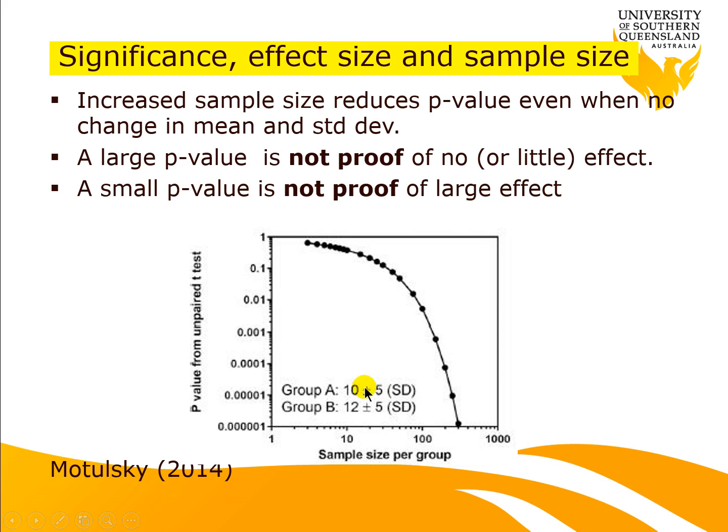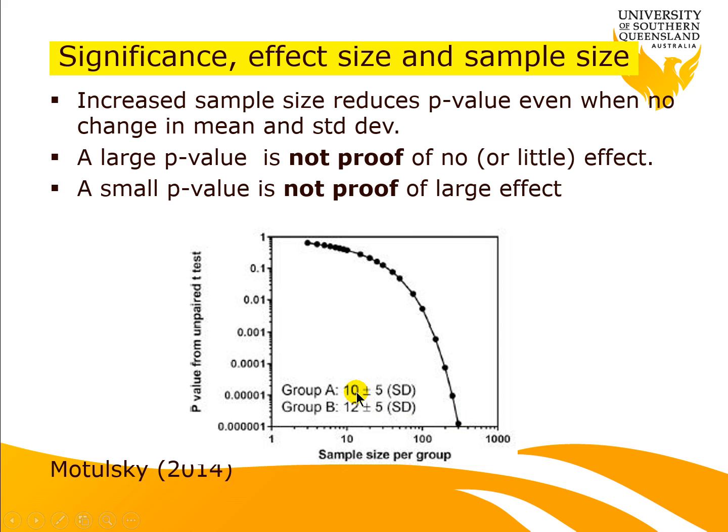So here we have two groups. One has a mean of 10 and one has a mean of 12, and they both have the same standard deviation, which is a measure of the variation. If we've got a very small sample size, this difference of 2 in the means would not be significant. So here's 0.1, 0.01, so 0.05 is sort of around here. Unless our sample size is getting up past probably around 100, we would not be getting a significant result. But if we have around 500, we have a very highly significant result.